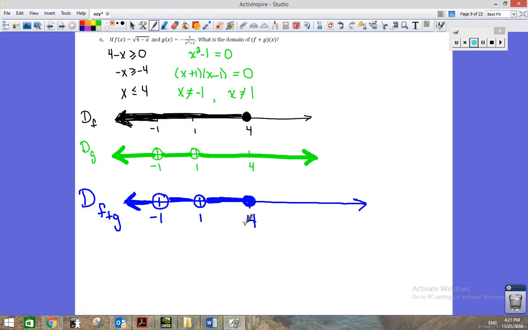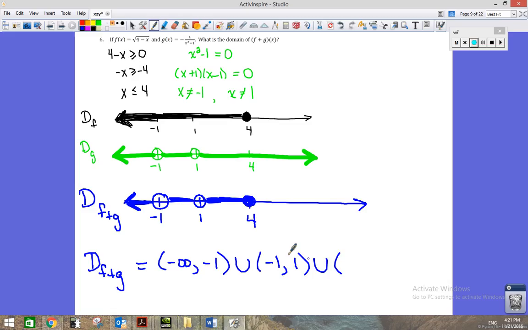I need to describe this in interval notation. Hopefully by now you're getting used to that. We've got the arrow that's shaded, which is negative infinity. We're excluding negative 1, so we do not want a bracket there. We want a parenthesis. And from negative 1 to positive 1, we're excluding positive 1, so we don't want a bracket there. And then 1 to 4. But see, we are including 4. 4 is solid, so we need a bracket here. Hopefully I said a parenthesis at 1.